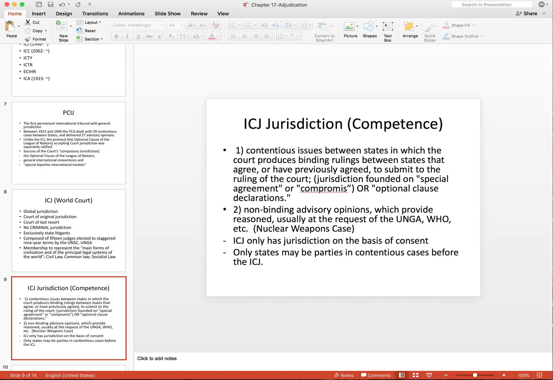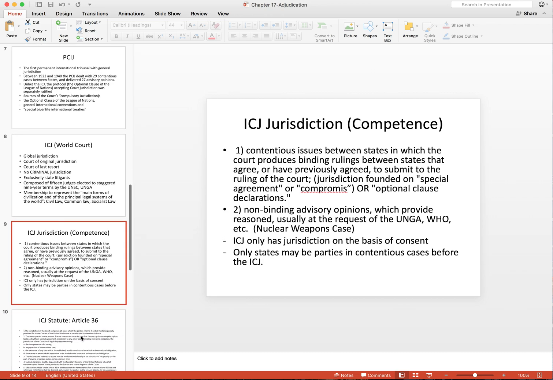And as we've covered before, the ICJ only has jurisdiction on the basis of consent of state parties. And as I said, only states can be parties in cases that come before the ICJ, and not individuals. Sometimes international organizations could also be parties in cases that come before the ICJ, but not individuals.